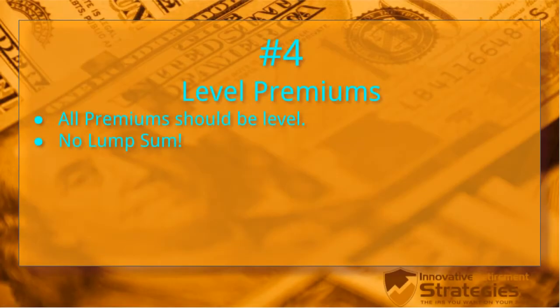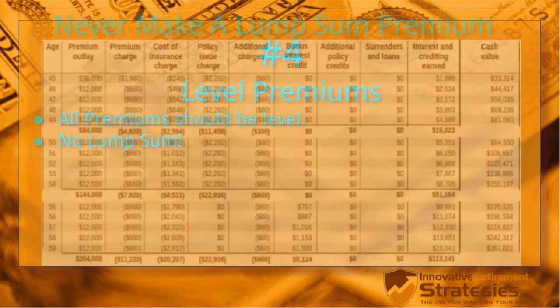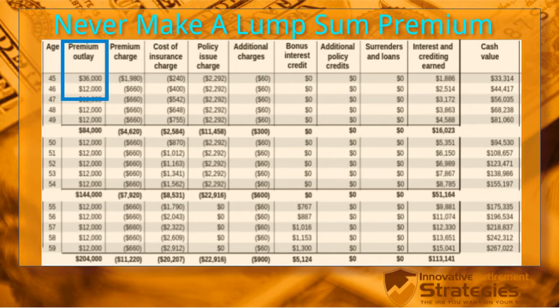The fourth thing that you should look for on your policy illustration is that all the premiums are level, that there's no lump sums. And this is something that I covered in last week's video. This is an illustration for a policy that had a $36,000 lump sum premium payment, followed by $12,000 a year of level premium. And the problem here is that the policy costs are a function of the death benefit, and the death benefit is a function of the first year premium that goes into a policy. So even though the subsequent years are lower, the fees were set by the death benefit that was a function of that large premium the first year.